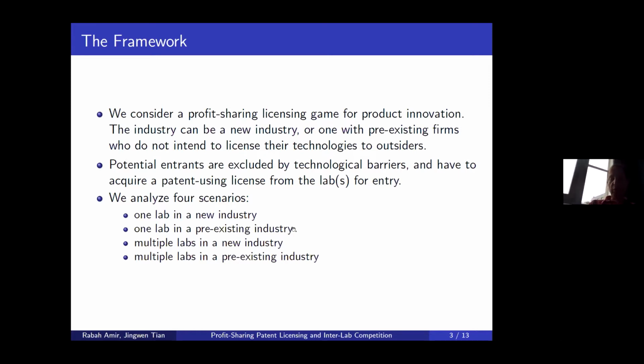Then we go to one lab with a pre-existing industry. Pre-existing industry means there are few incumbents to start with. The third model is there are more than one lab, at least 2 labs, no existing firms. And the last one is multiple labs in a pre-existing industry.